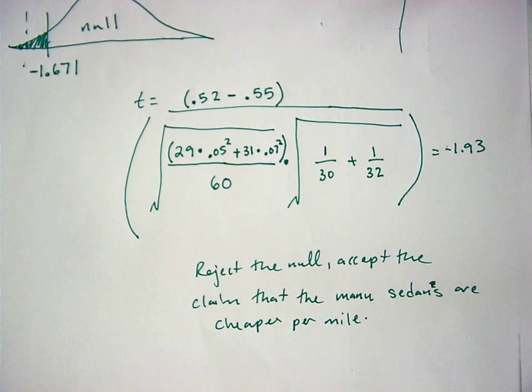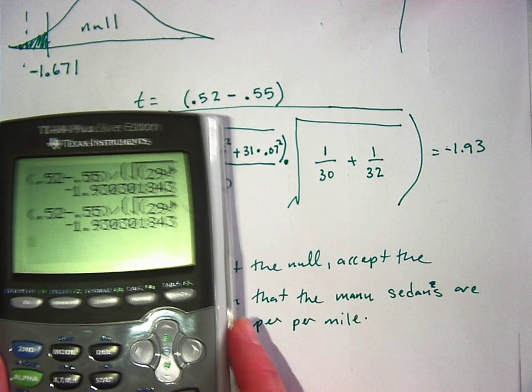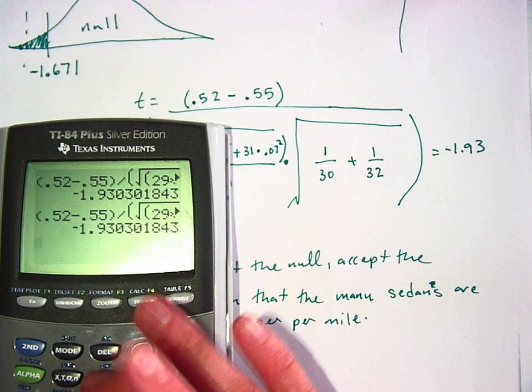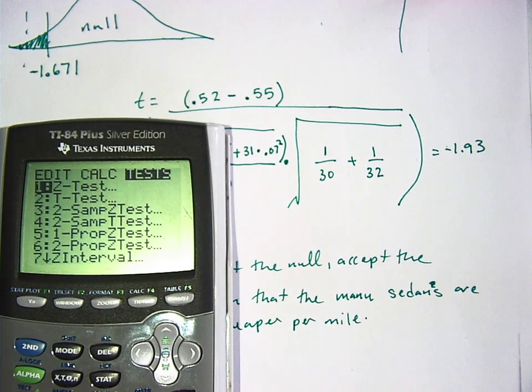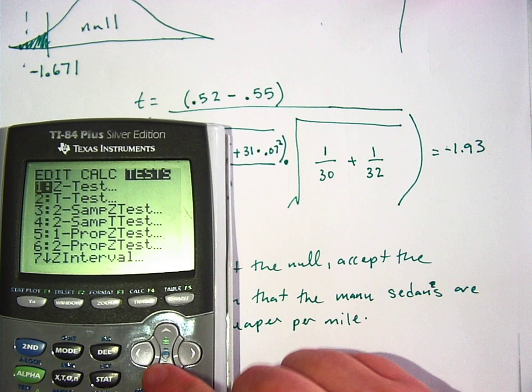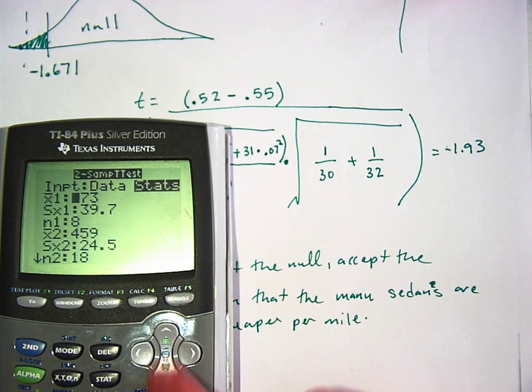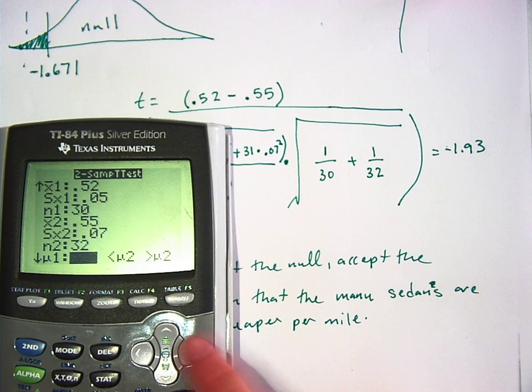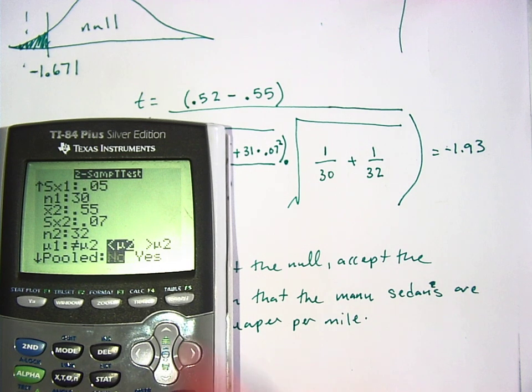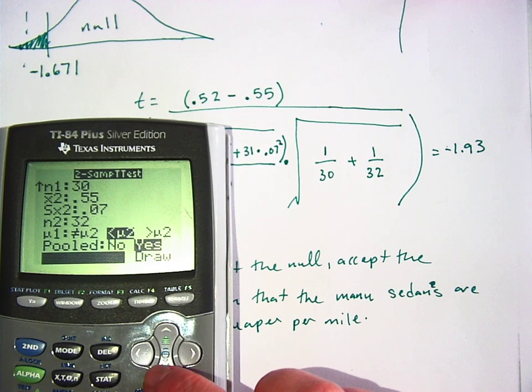Okay. Now let's try it using our calculator going a lot faster. So what? Tedious? 2-sample t-test. Again, we're doing stats. We're just filling in our stuff. 0.52, 0.05, 30. Everybody knows where I'm getting this information? 0.55, 0.07, 32. It is a left-tailed test. And this time you're hitting yes for pooled.